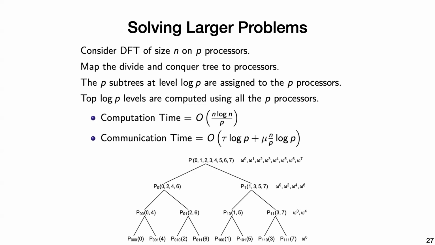So once you get to level log p in the tree, there are p nodes, and there are p more subtrees. Each one of those has a subtree after that, but now each of those represents one subproblem that can be solved on a processor. And then the log p levels, the higher ones, are computed in parallel.